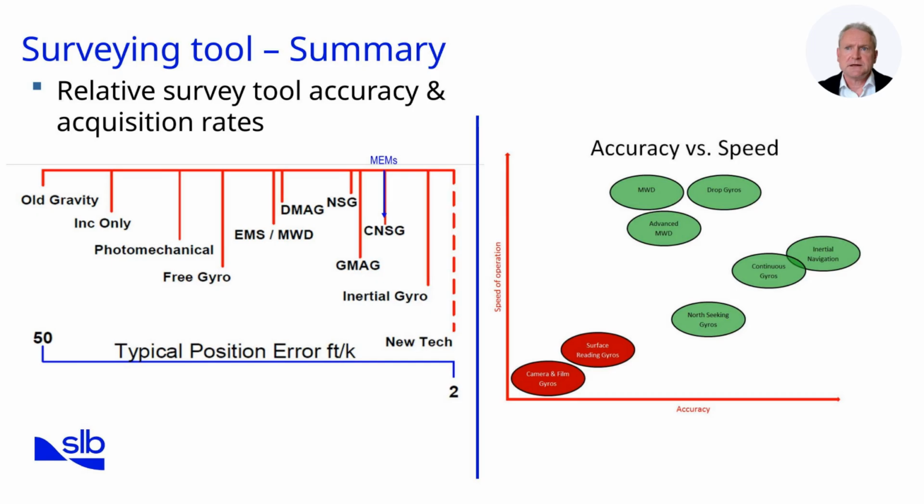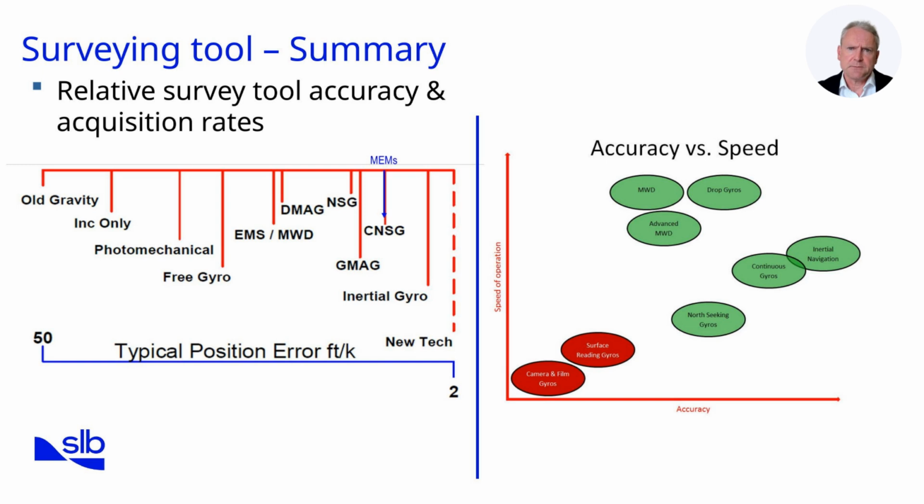This summary slide compares the accuracy and acquisition rates of different survey tools. At the low end, inclination-only tools like Totco or Anderdrift are inexpensive but limited, suitable only for verticality checks. Magnetic single shots and multi-shots add azimuth capability, but suffer from interference and delayed results. Electronic multi-shot tools improve accuracy with digital storage, but still lack real-time data.